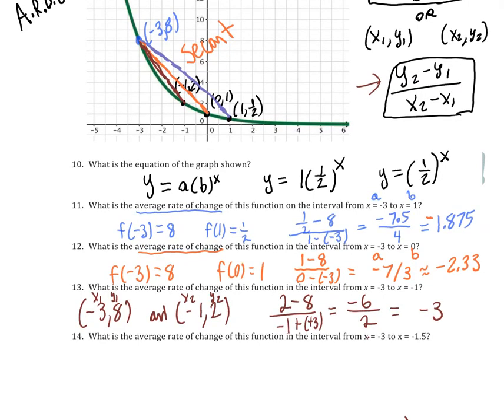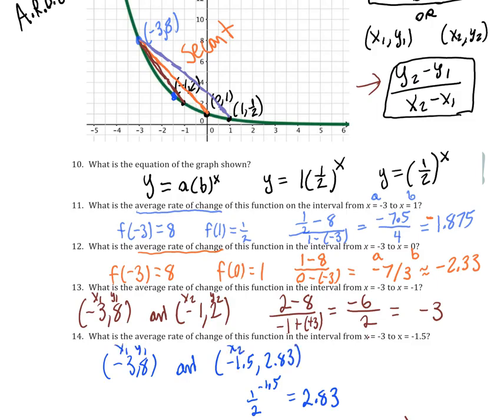So that's going to be negative 3 comma 8 and negative 1.5 comma, I could approximate, or I could use the rule that we developed. So we know we're looking for 1/2 to the negative 1.5 power. And so if I do that calculation in my calculator, I get 2.83. And so that's negative 1.5 comma 2.83. So then again, I have x1, y1, x2, y2.